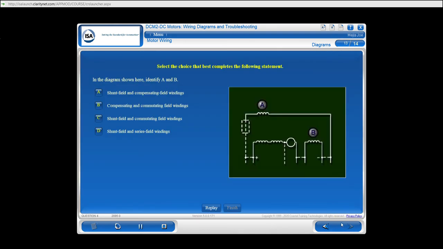In the diagram shown here, identify A and B. A. Shunt field and compensating field windings. B. Compensating and commutating field windings. C. Shunt field and commutating field windings.